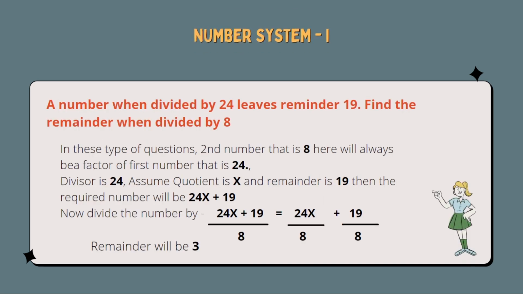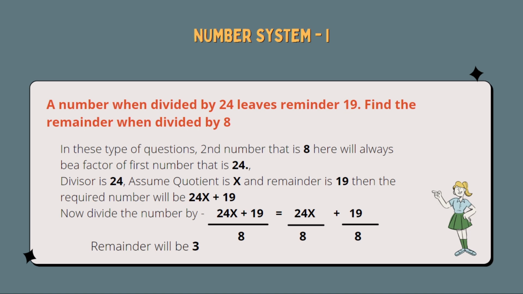There is another question. A number when divided by 24 leaves remainder 19. Find the remainder when divided by 8. Okay. Remember one thing. In these types of questions, you will always find that the second number, which is 8, will be a factor of the first number, which is 24. Like here, 8 is a factor of 24. So if such questions are asked, always the second number will be a factor of the first number.